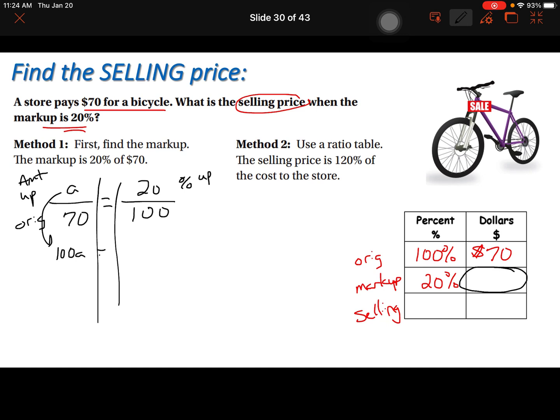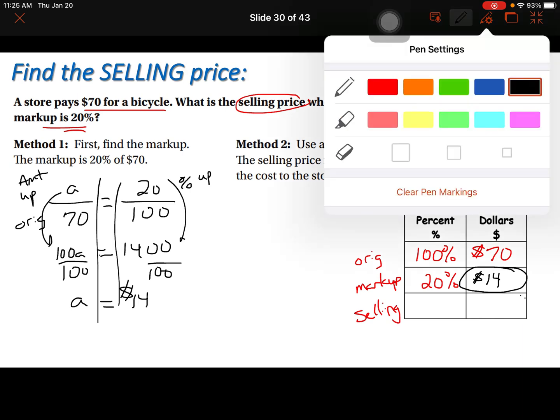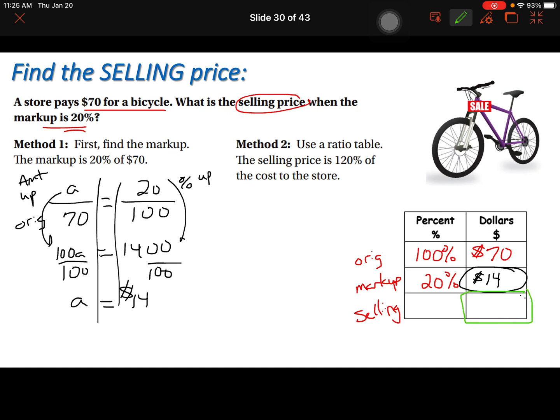So we're going to have 100A equals 1,400, and divide by 100, and that's going to give us A equals $14. Now, that clearly isn't the price, because if they paid $70 for the bike, they wouldn't charge us $14. They'd lose money every time they sold a bike. So that's this amount right here. They asked us for the selling price, which is this box we're trying to find. So you add the $70 and the $14 to get the selling price of $84.